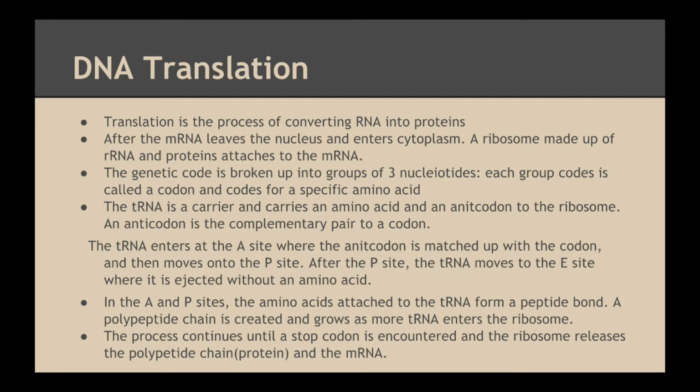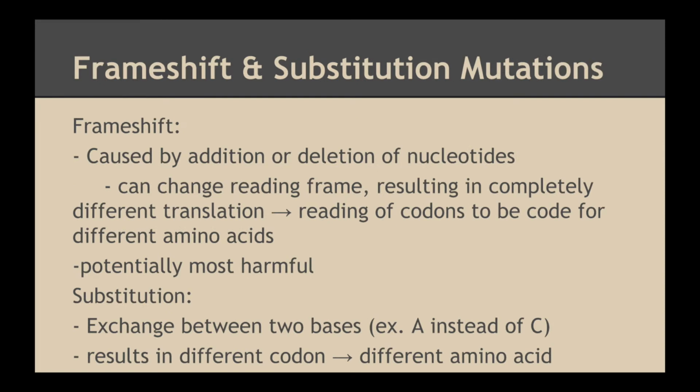into the cytoplasm. There are a couple different kinds of mutations that can occur within the process of DNA replication, transcription, and translation. One of these possible mutations is the frameshift mutation, which is caused by an addition or deletion of nucleotides. This can result in a change of the reading frame and result in a completely different translation and different reading of codons. As a result, there are different amino acids. This frameshift mutation is potentially the most harmful of all the mutations.